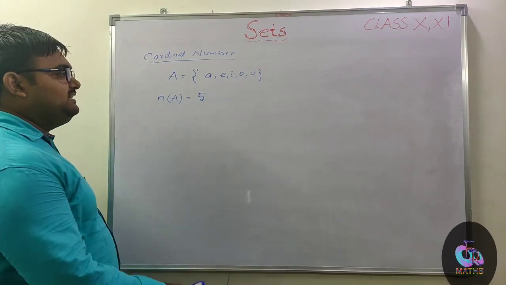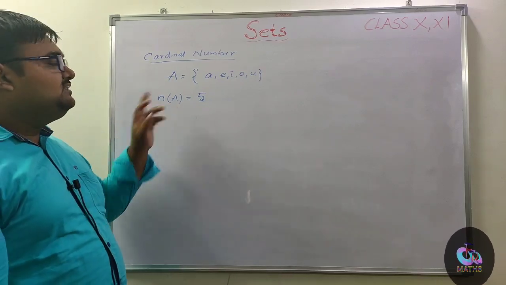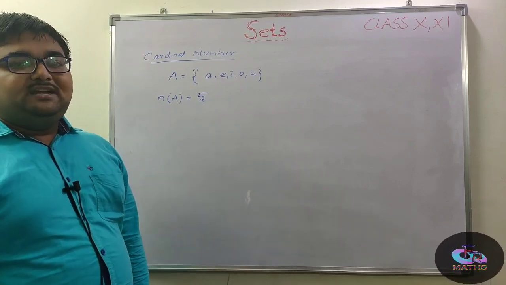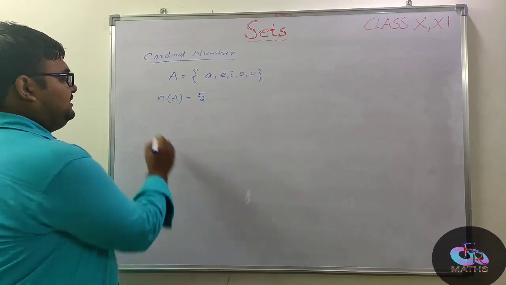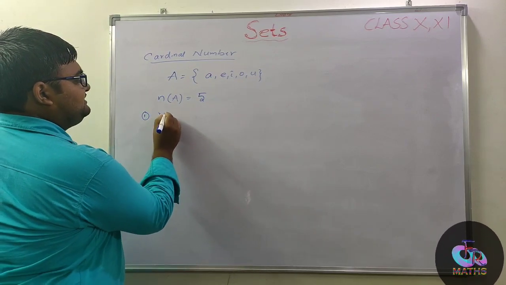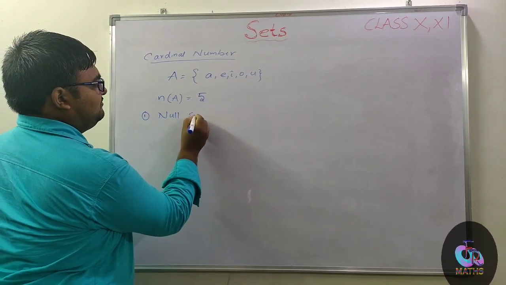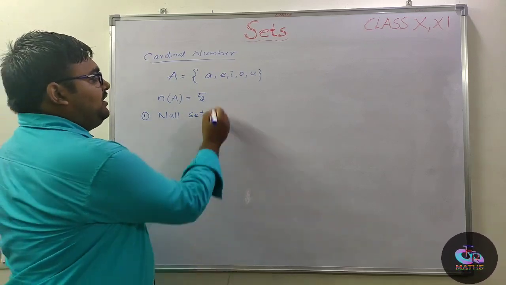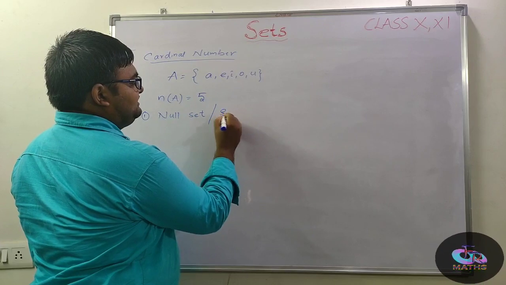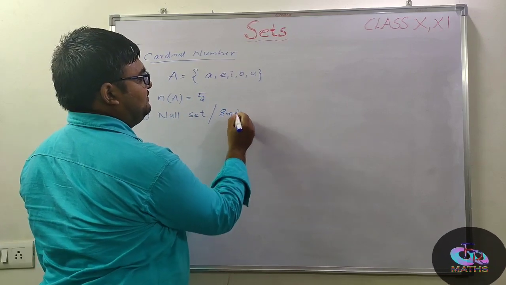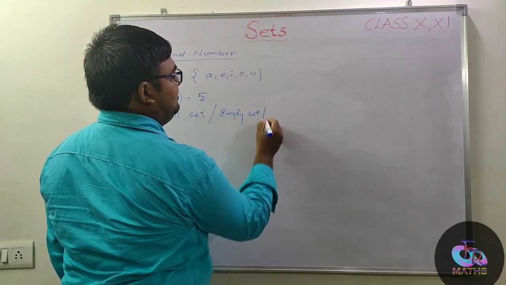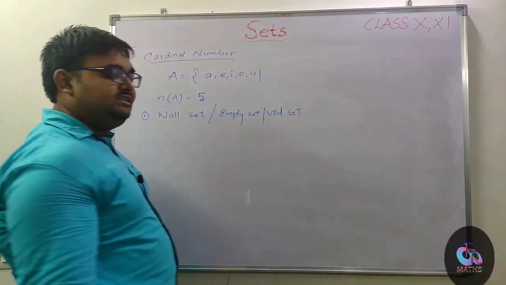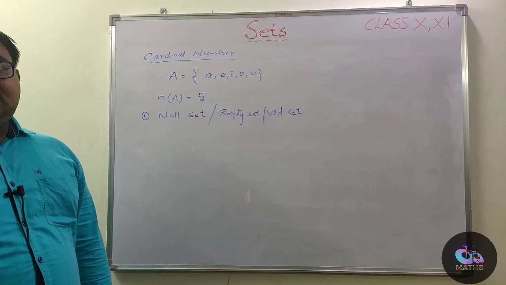Now coming to the types of sets. Based on this cardinal number we have different types of sets, and regarding that we are going to discuss. The first one is null set. This null set is also called an empty set, or it is also called a void set. So there are 3 names for this particular set.